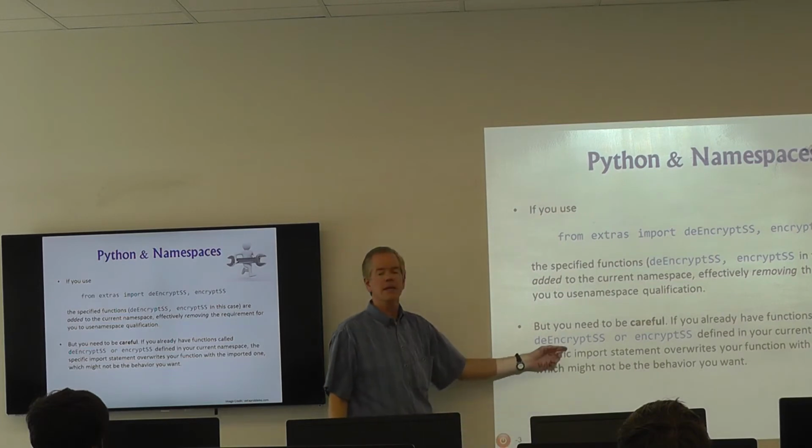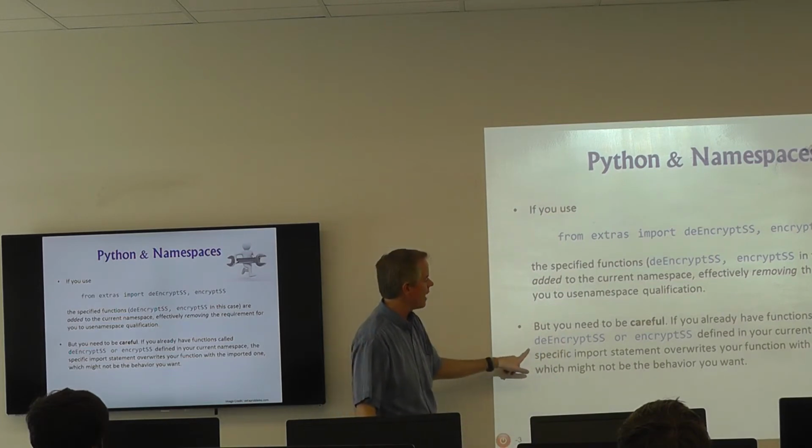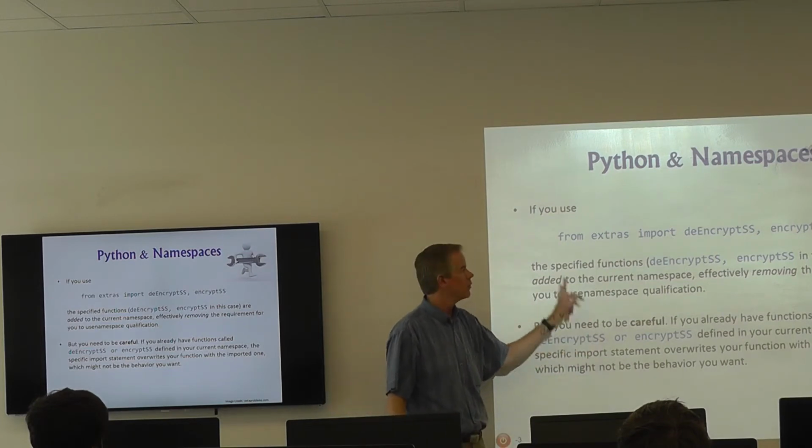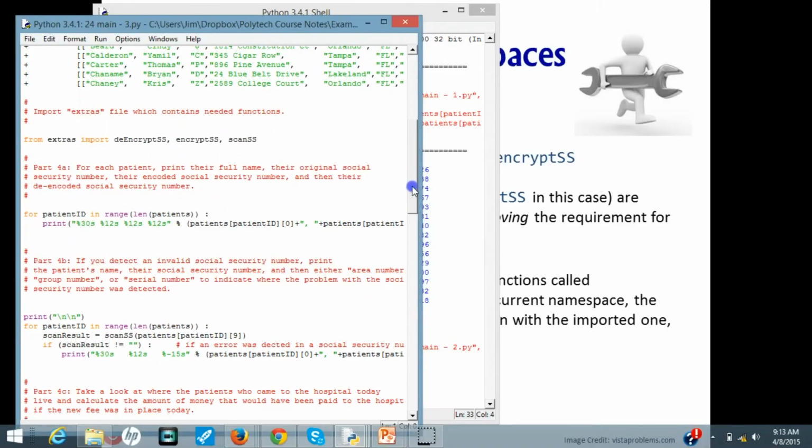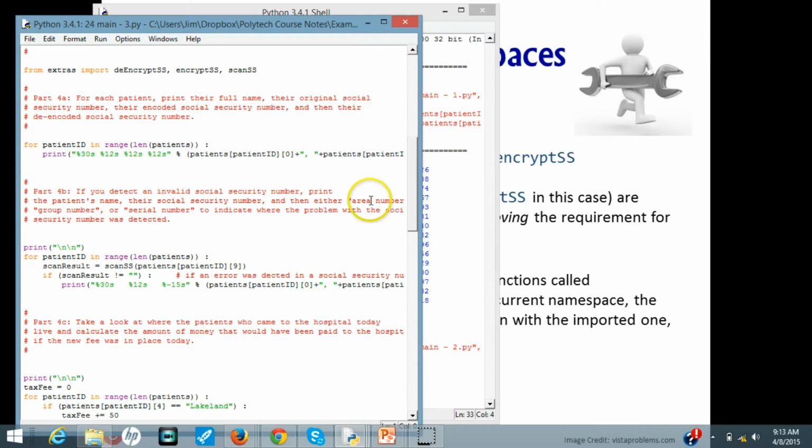You do have to be a little bit careful, because if you already had a function called decrypt_ss, when you pulled this little stunt, you would stomp on it. Your local version would go away, right? But that's not a big deal whatsoever. So let's see what that would actually look like.